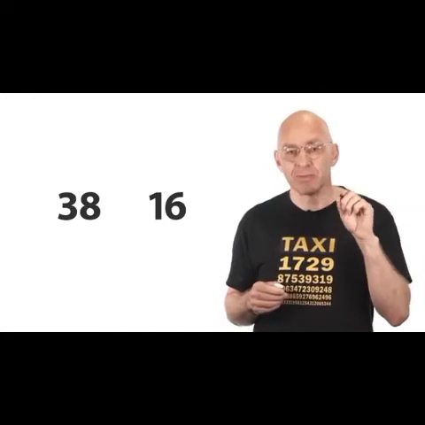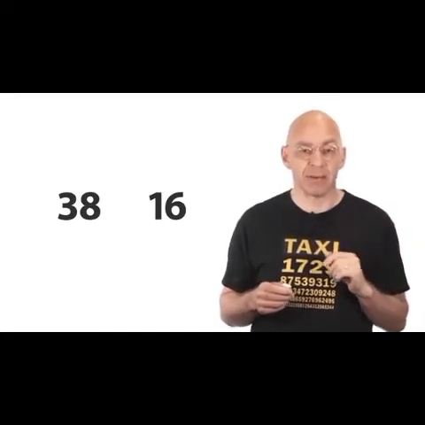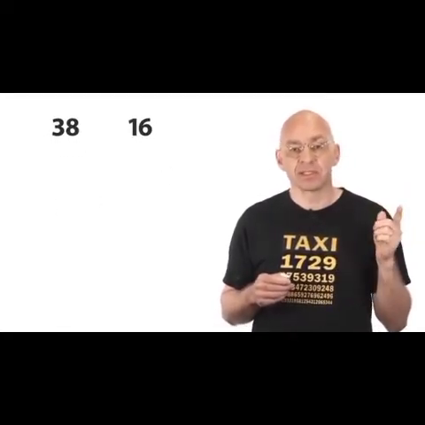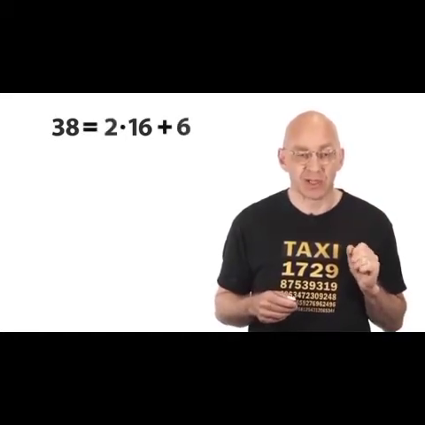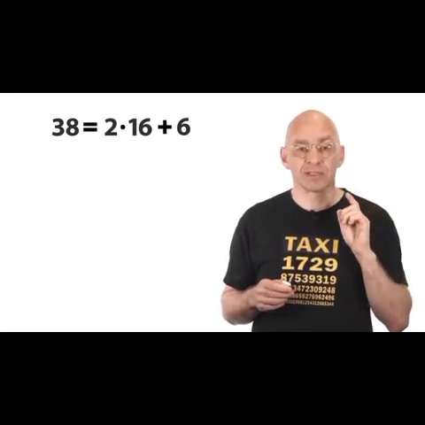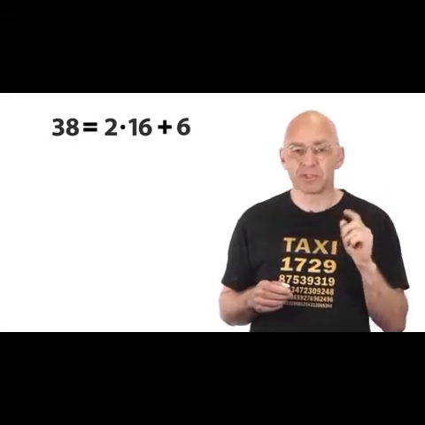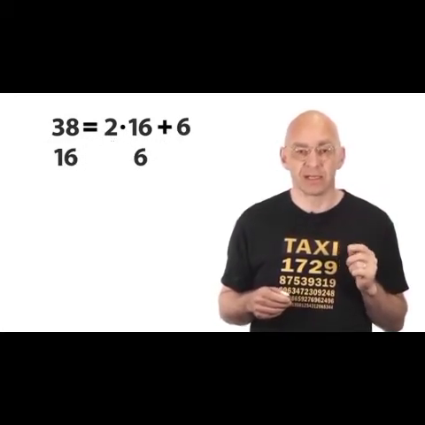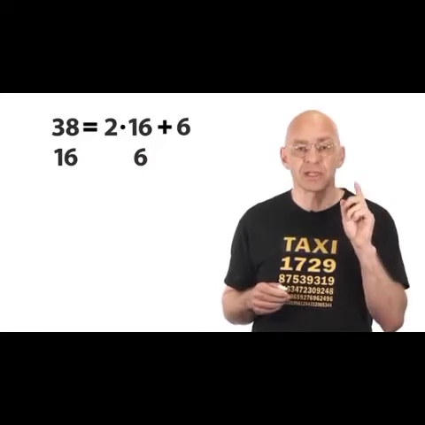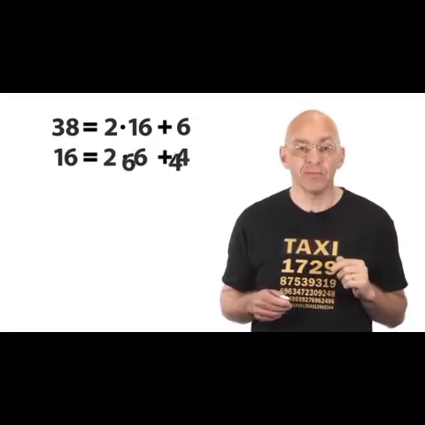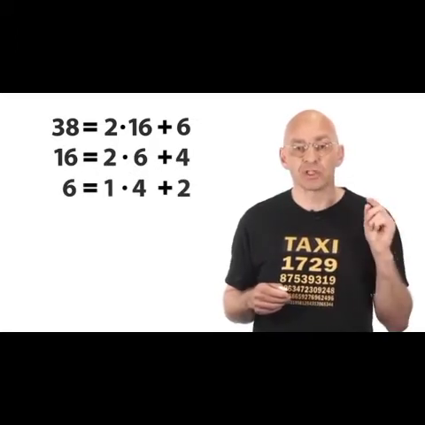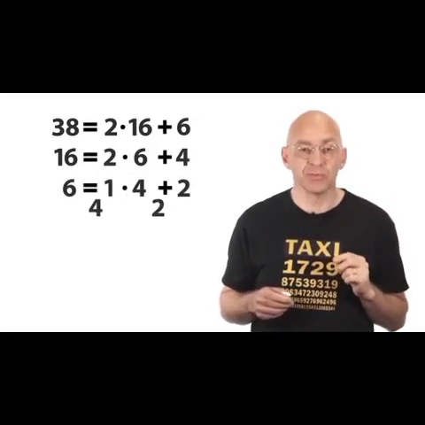Take any two positive integers, let's say 38 and 16. Divide the larger number by the smaller with remainder. So in this example, 16 goes into 38 2 times, and we're left with a remainder of 6. 38 equals 2 times 16 plus 6. Now repeat the process with the new numbers 16 and 6. 16 equals 2 times 6, that's 12, plus 4. Do the same with 6 and 4. Okay. Once more with 4 and 2.